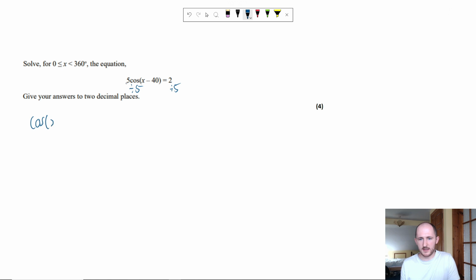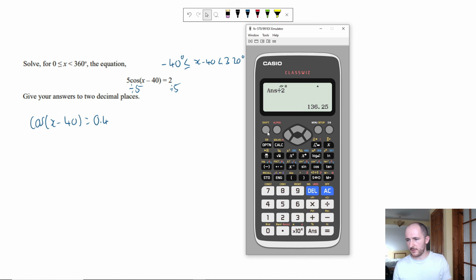And then it honestly looks a bit easier than the last question we did. So 2 over 5, which is of course 0.4. Now I'll quickly apply whatever is inside the bracket to my inequality. So I'm going to subtract 40 from all of it. So that's minus 40 less than or equal to x minus 40 less than or equal to 320. Okay? Cool. Now we do inverse cos, all that fun stuff. Easy peasy, lemon squeezy. So let's do the inverse cos real quick.